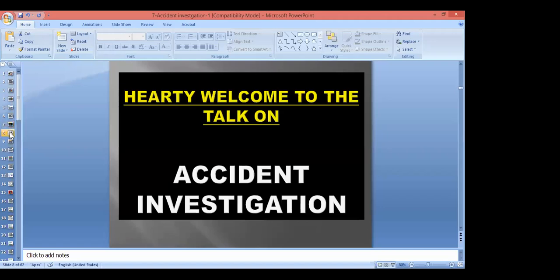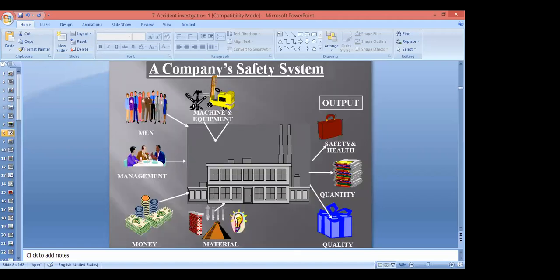Now we'll see what exactly accident investigation is. If you see a company, how it works, the accident investigation will run in and out with man, machine, material, and also methods. What kind of methods are they using? If you see the machines, people, management, money, and material work together. So finally, the output will come either in the form of a quantity or the product will come, and also the safety should be there for better production.